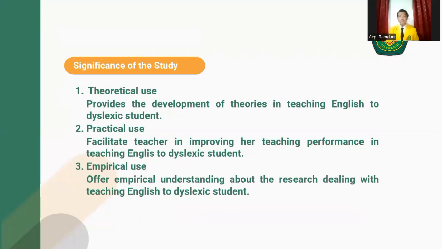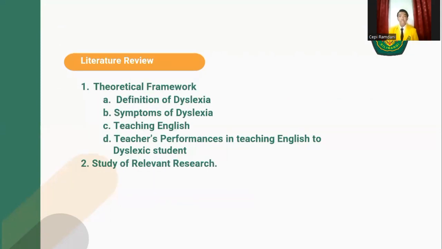At this point, the significance of this study reveals 3 relevant points. The first one is theoretical use, which provides the development of theories in teaching English to dyslexic students. The second one is practical use, which facilitates the teacher in improving her teaching performance in teaching English to dyslexic students. And the third one is empirical use, which offers empirical understanding about the research dealing with teaching English to dyslexic students.